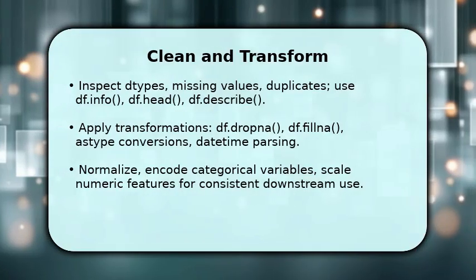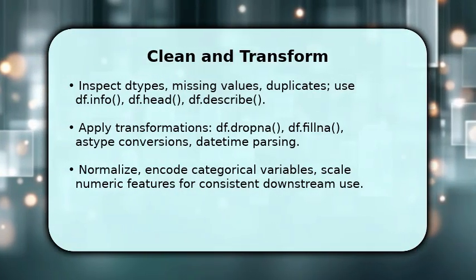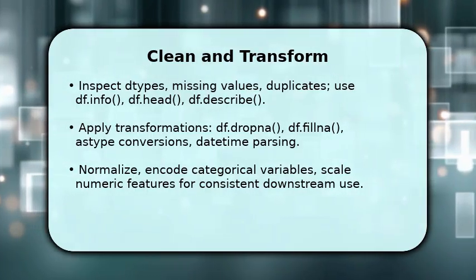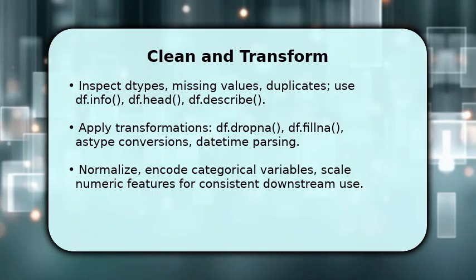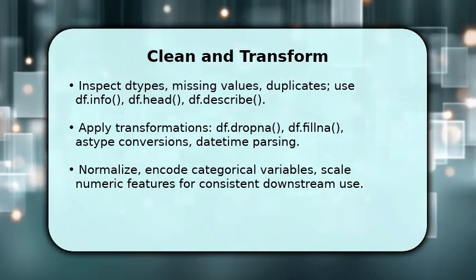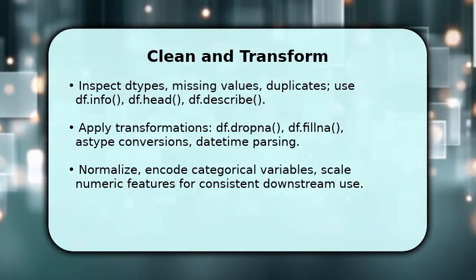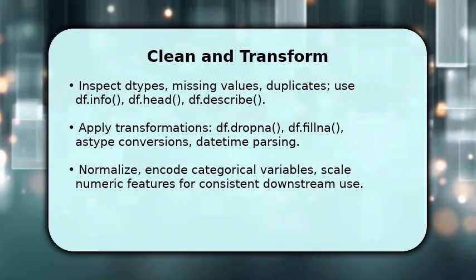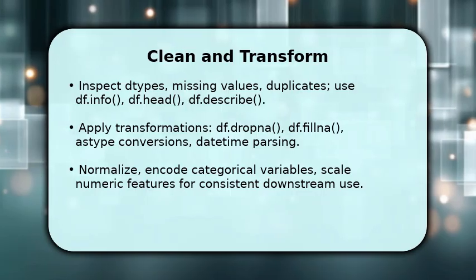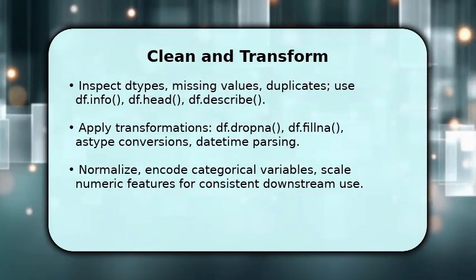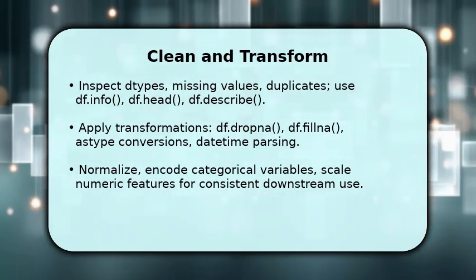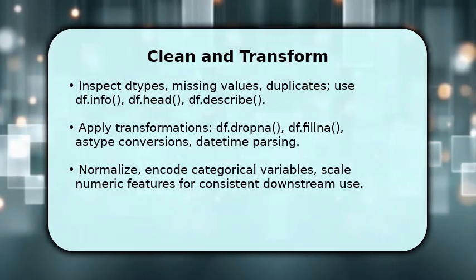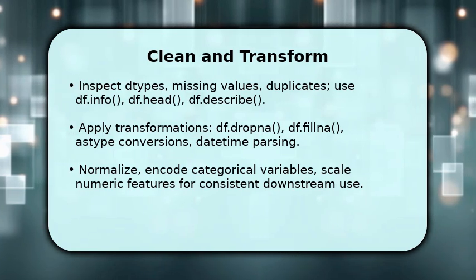Next, you dig into cleaning and transforming. Start by inspecting dtypes, missing values, and duplicates using df.info, head, and describe to build a plan. Then apply targeted fixes: drop or fill missing values, convert types with astype, and parse datetimes for time series work. Once values are consistent, normalize or scale numeric features and encode categoricals with get_dummies or sklearn encoders so models and aggregations behave predictably.